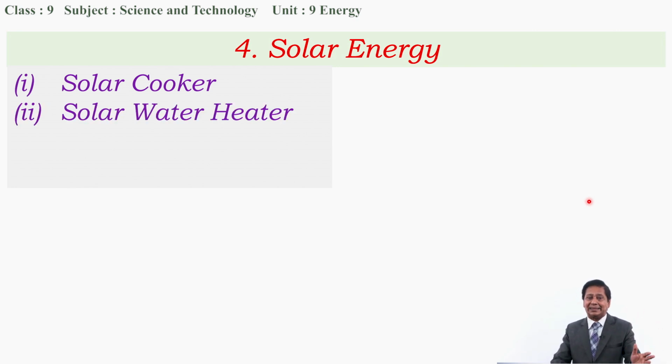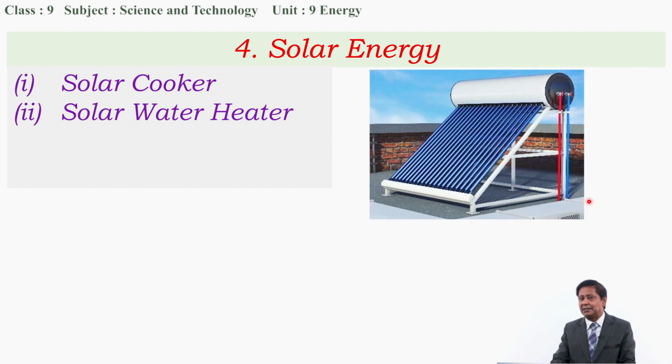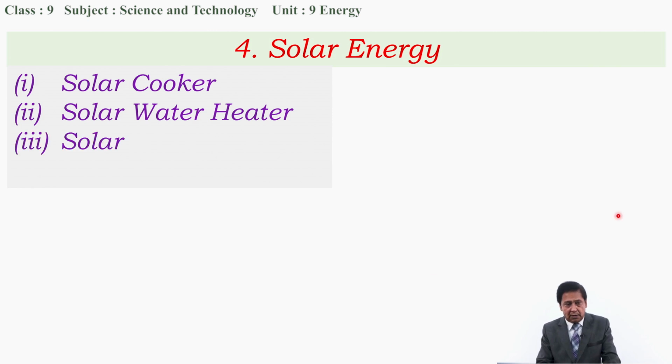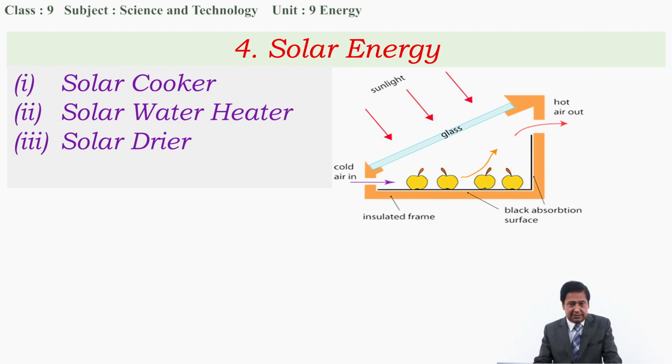Solar water heater. This is very common in city areas. We have a solar water heater on the upper side of our building. This solar water heater is very useful in cold places, cold cities and cold areas. Okay, now next is the solar dryer, which appears like this. The construction of the solar dryer is like this.